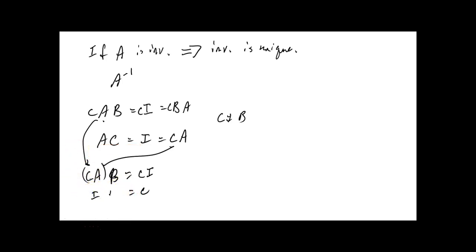So this will be I times B. But I times B is B. And here we show that B is equal to C. But we said B is not equal to C. No, it's got to be. There's no way around it. B would have to be equal to C. So there is no second inverse.